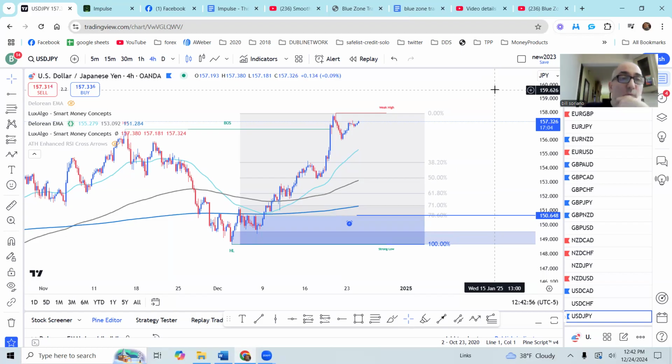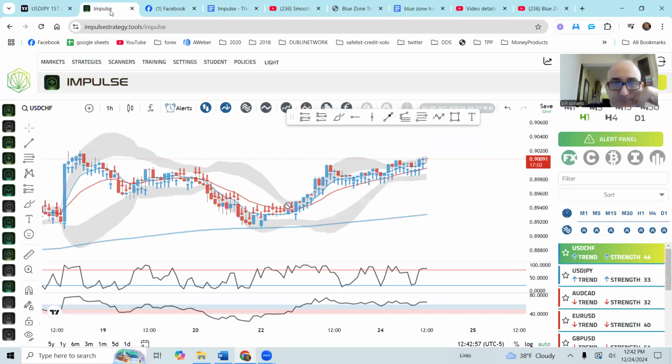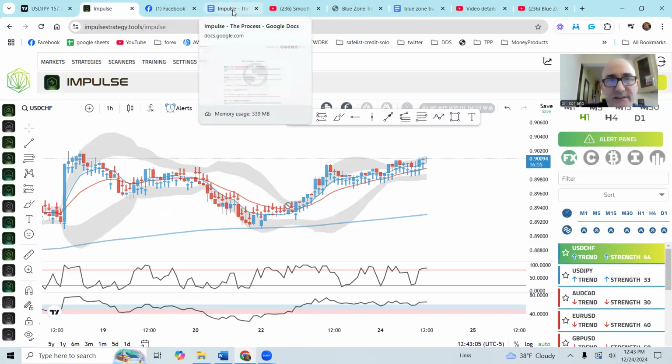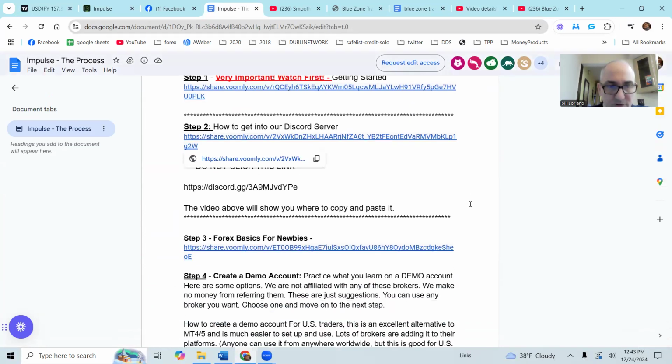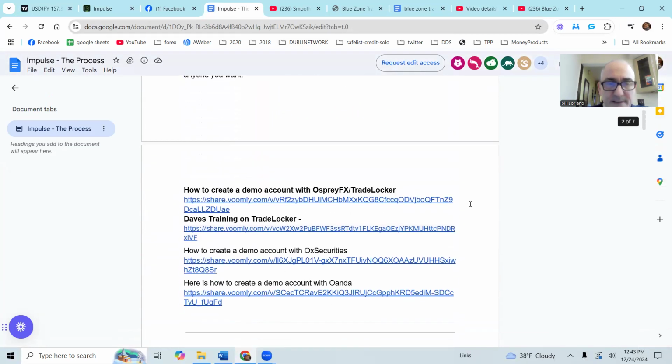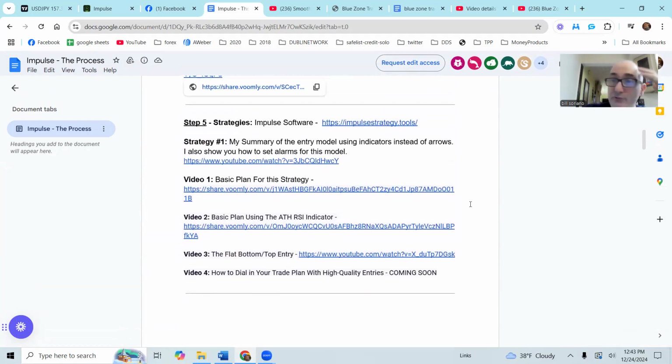But with this strategy now, it's using the impulse scanner, right? This is our company's impulse scanner here. And so we have a couple different strategies that we teach in our community. This is the process sheet here. But the first strategy now is the one that I want you to pay attention to. And again, you get this process sheet whenever you join our community and our company. This is the first strategy, and it uses the indicators, the relative strength indicator.